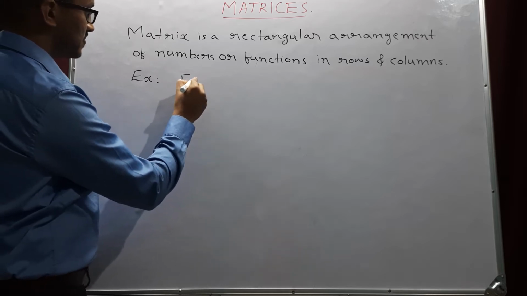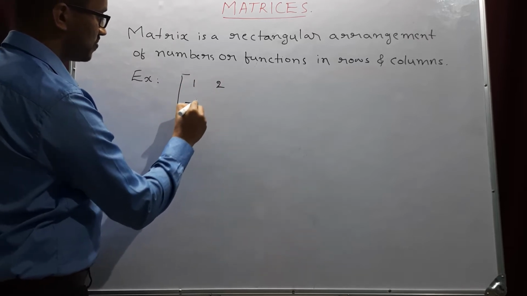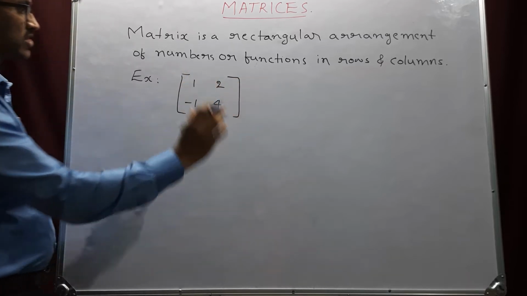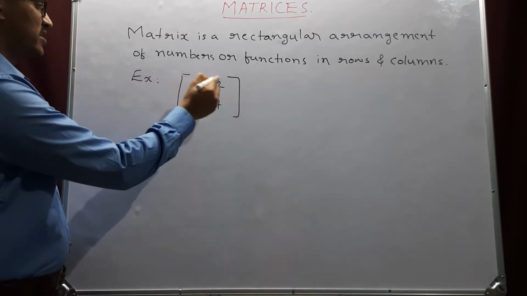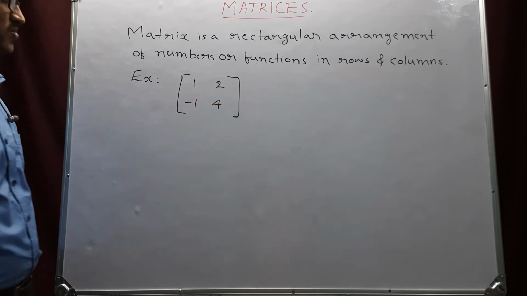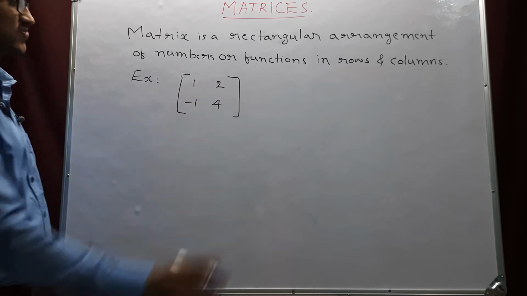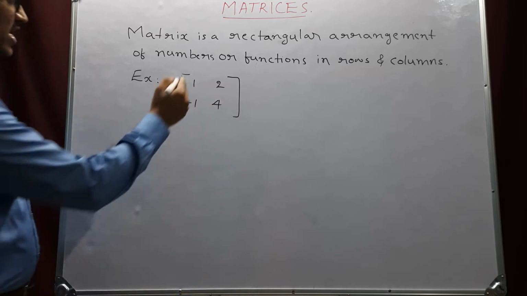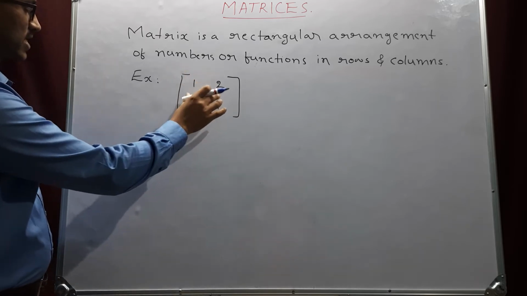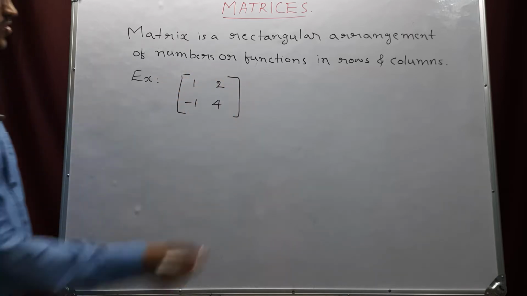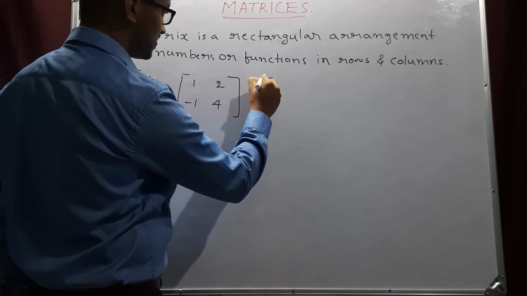So consider 1, 2, minus 1, 4. So here we have numbers. The numbers 1, 2, minus 1, 4, which are arranged in rows as well as columns. And these numbers are enclosed by a square bracket. So consider some more examples.